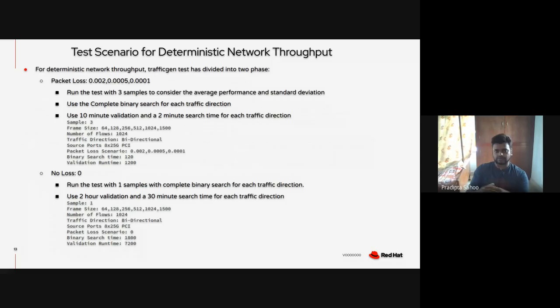In the same way, we also executed the 0% packet loss scenario, but in this case we use one sample test, and we increase the binary search time so that it takes 30 minutes for the binary search to determine the maximum line rate in the zero packet loss scenario. Then it will run a 2 hour test with the same line rate. In this way, we executed the deterministic performance in various packet loss scenarios.